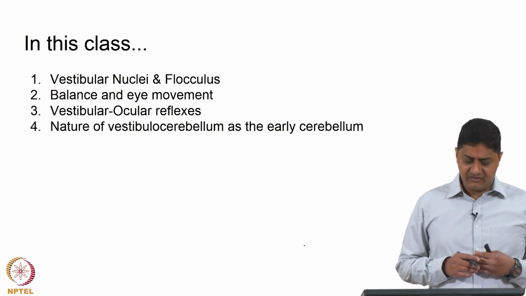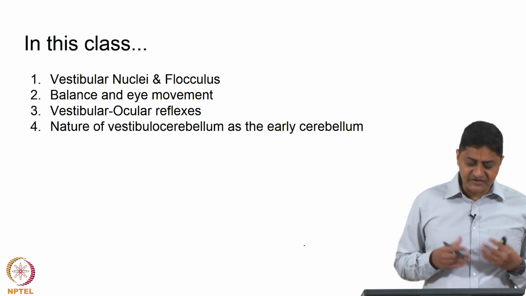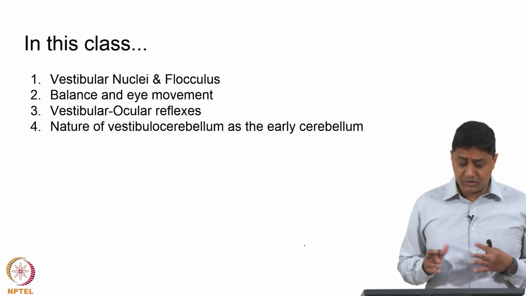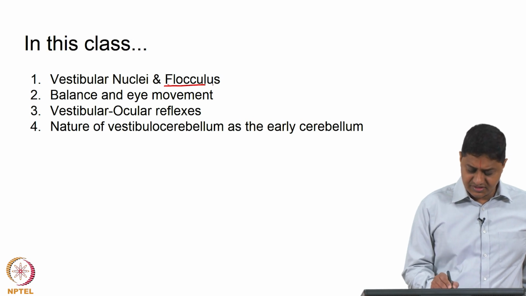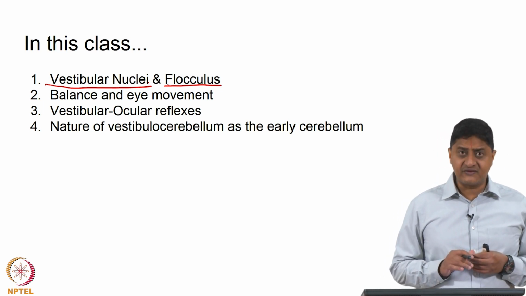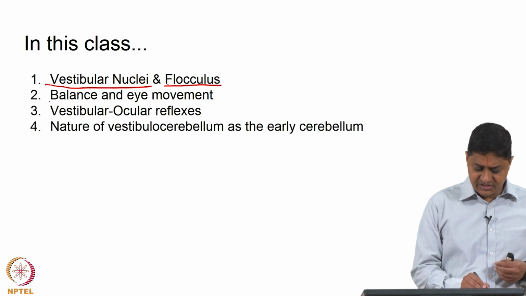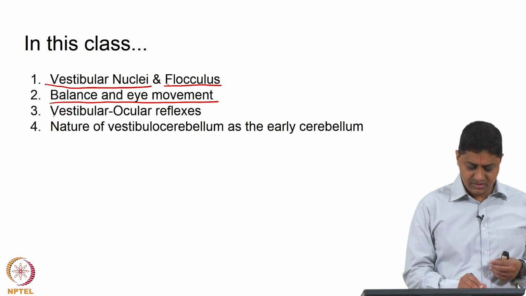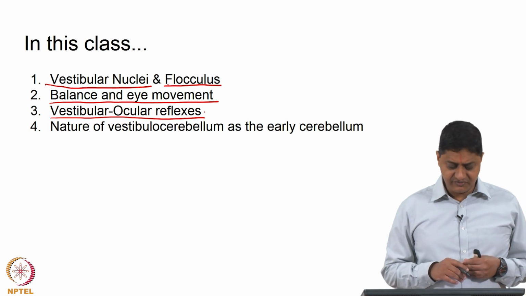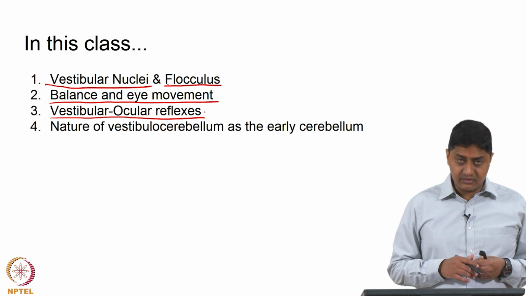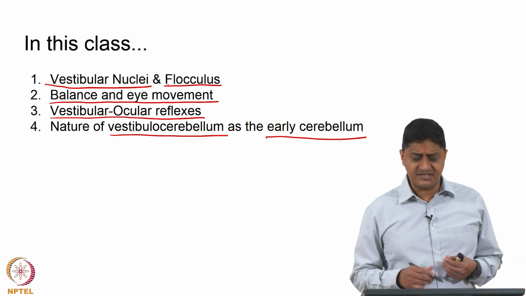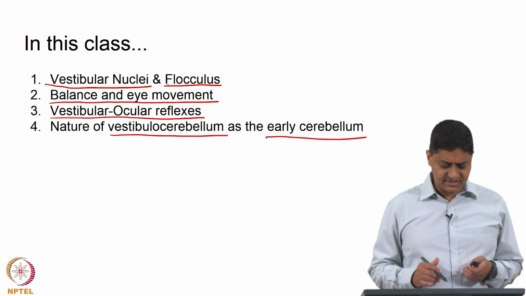In this class we will be discussing the Vestibulo-Cerebellum or flocculus and nodulus, or the flocculo-nodular lobe, and how flocculus and nodulus receive input from the vestibular nuclei and how they output to the vestibular nucleus, a unique feature of the Vestibulo-Cerebellum, and how the Vestibulo-Cerebellum contributes to balance and eye movements, and how vestibulo-ocular reflexes are modulated in the presence of lesion, for example, or how they are controlled in healthy cases by the Vestibulo-Cerebellum. Vestibulo-Cerebellum is the early cerebellum or the archicerebellum. So, we will discuss that in today's class.